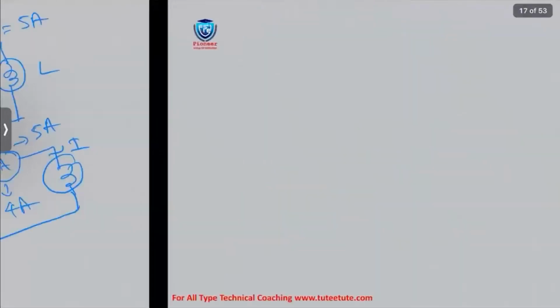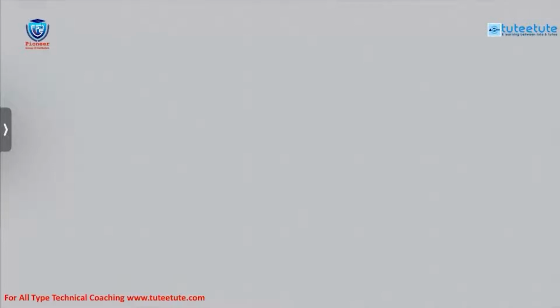We'll make a table here for different types of instruments and compare. First one is PMMC. Second one is moving iron. Third one is EMMC or dynamometer. First error is frictional error.